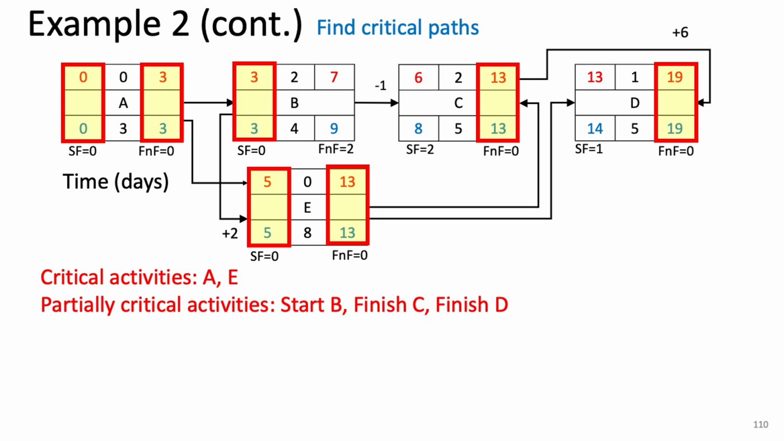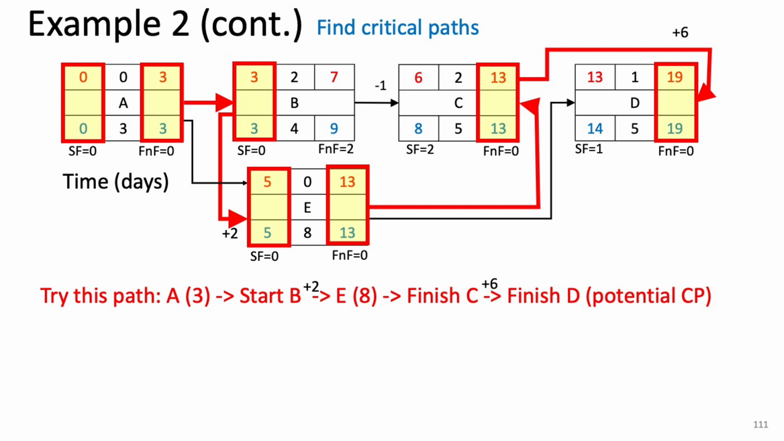Remember, a critical path cannot include any non-critical points. Now, let's identify the critical paths. To do that, we need to trace routes from start to finish that pass through critical points of fully or partially critical activities. One such path is A to start B, to start E, to finish C, to finish D. Since this path includes only critical points, this is a potential critical path. To confirm, we need to check if its length matches the project duration.